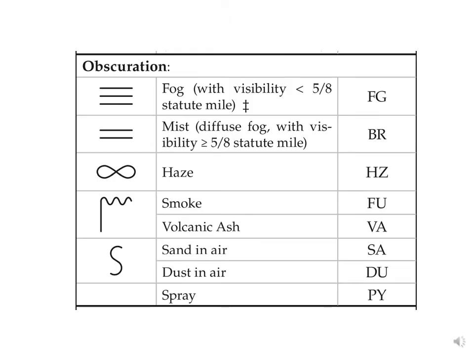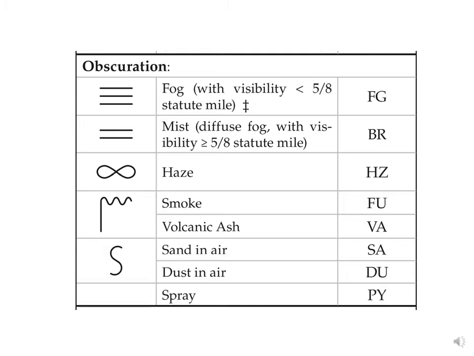We also have different kinds of obscuration. We have two bars, which is mist, which is diffused fog with a visibility that's still greater than 5/8 of a statute mile, and fog is defined as visibility less than 5/8 of a statute mile. So the fog has the FG, the mist is the BR.